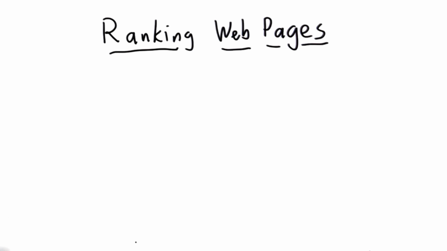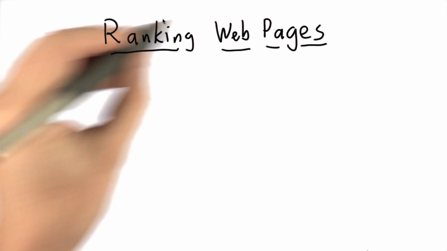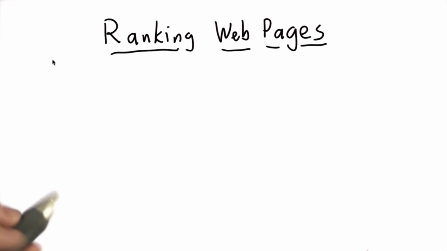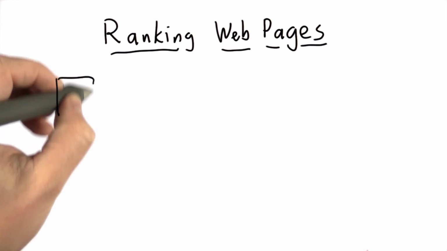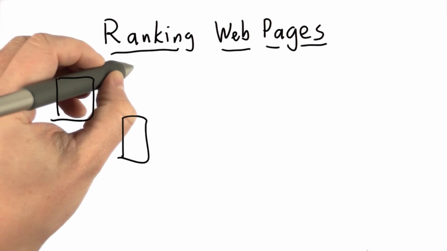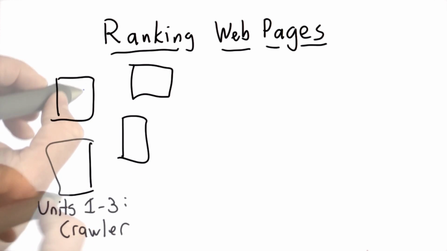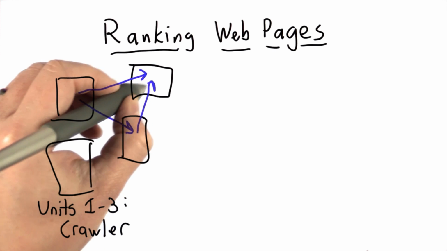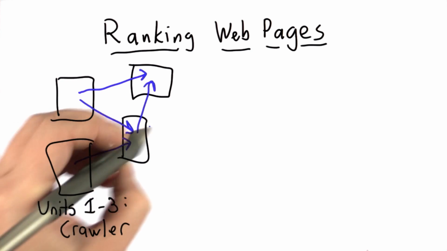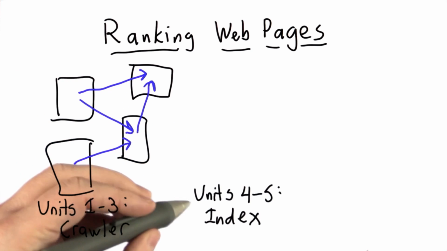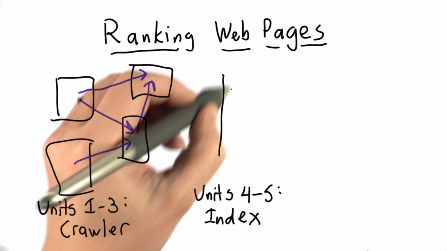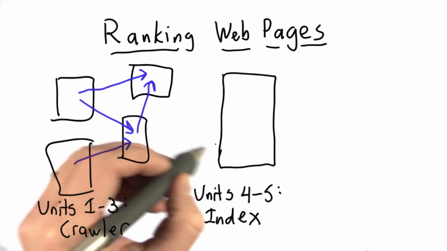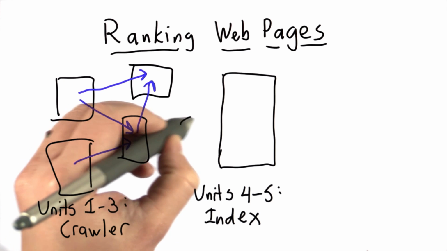Let's start by recapping how our search engine works. We started by building a crawler. And what the crawler did, and this was what we did in units 1, 2, and 3, was follow all the links in the web pages, building up an index. The end result of the crawler after units 4 and 5 was we had an index.